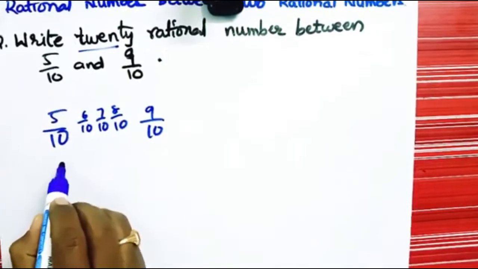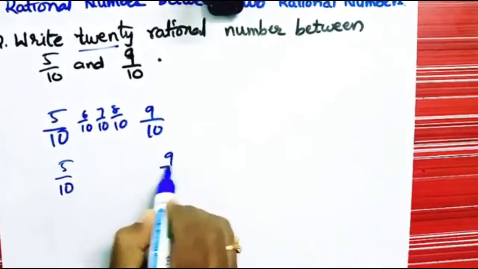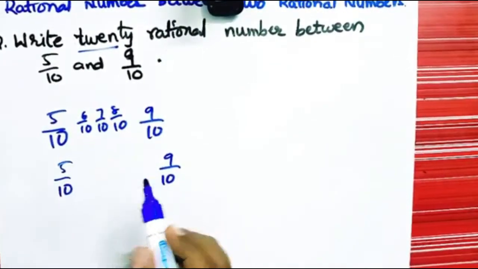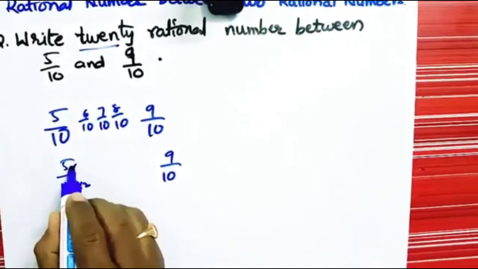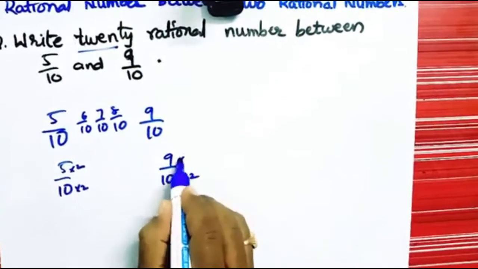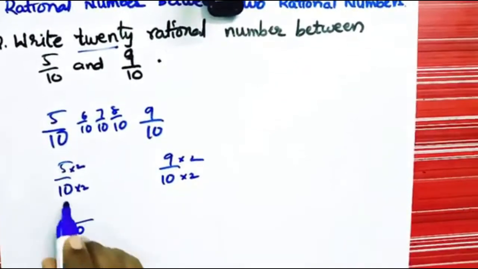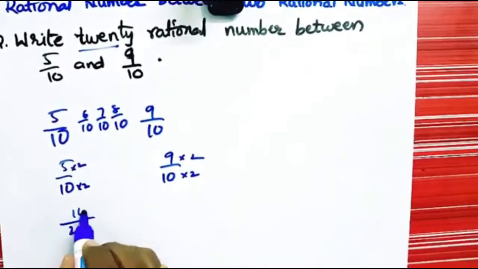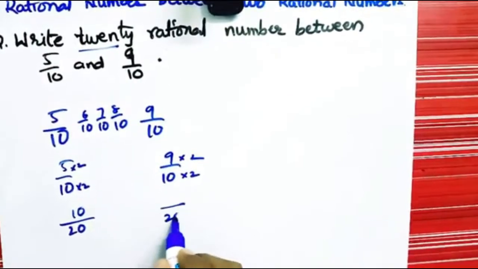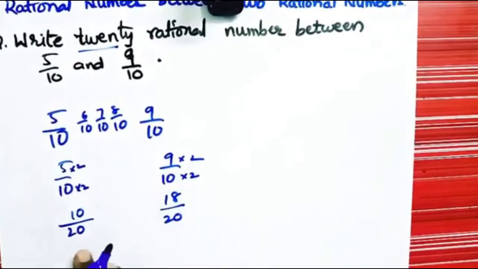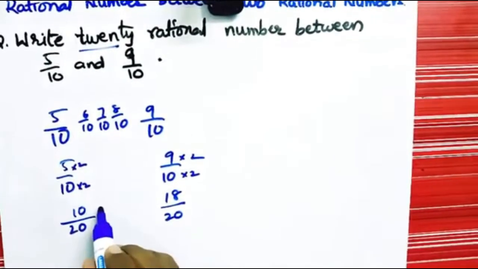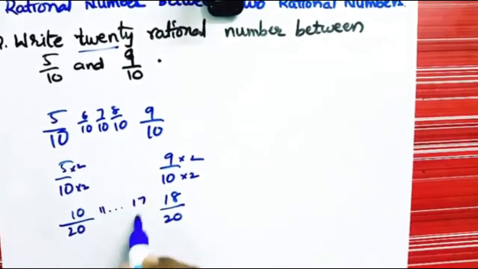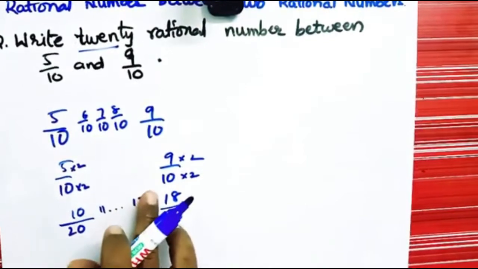So here with 5 by 10 and 9 by 10, you should convert them into equivalent fractions. I mean you should multiply by 2 on the numerator and denominator. So 5 by 10 becomes 10 by 20, and 9 by 10 becomes 18 by 20. Here also you will get only 11 to 17. So here also we are not getting 20.